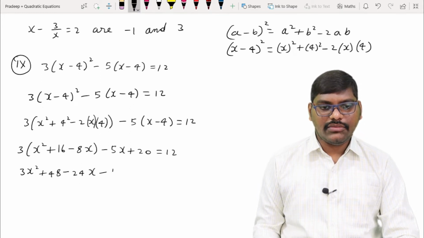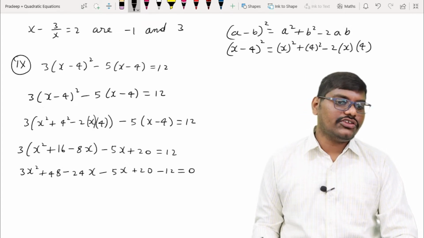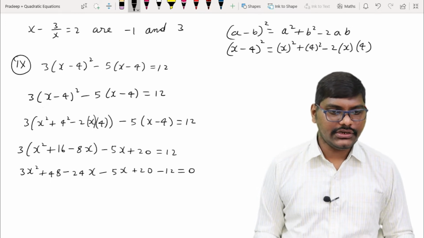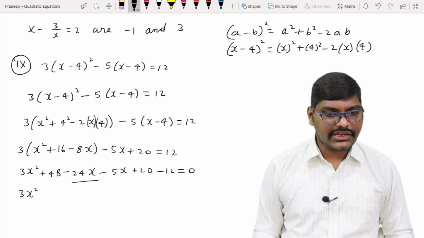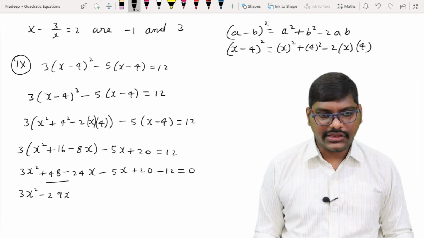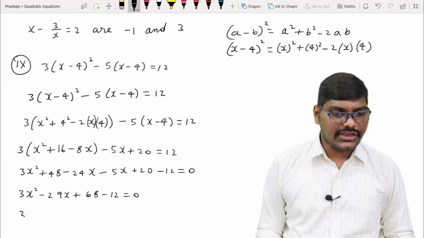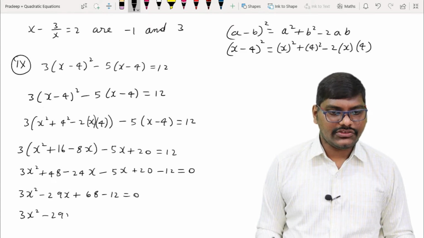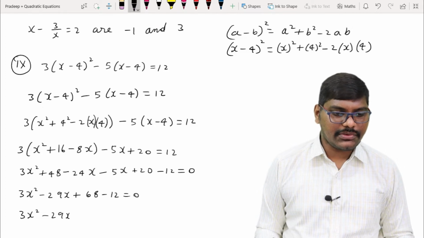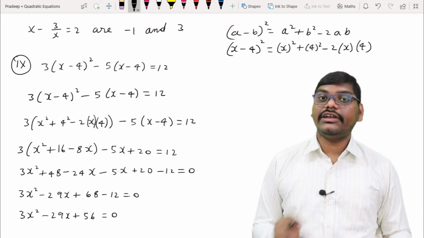So we'll write the remaining term minus 5x plus 20, and this 12 also I'm bringing this side, so this is minus 12 equal to 0. Let's continue to solve this. First I'll write the x square term, so I can write this as 3x square, and this is minus 24x minus 5x, that is minus 29x, and this is plus 48 plus 20, that is 68, minus 12 equal to 0. So I can write 3x square minus 29x, and 68 minus 12, that is plus 56, equal to 0. Alright, so this is the quadratic equation which we got.